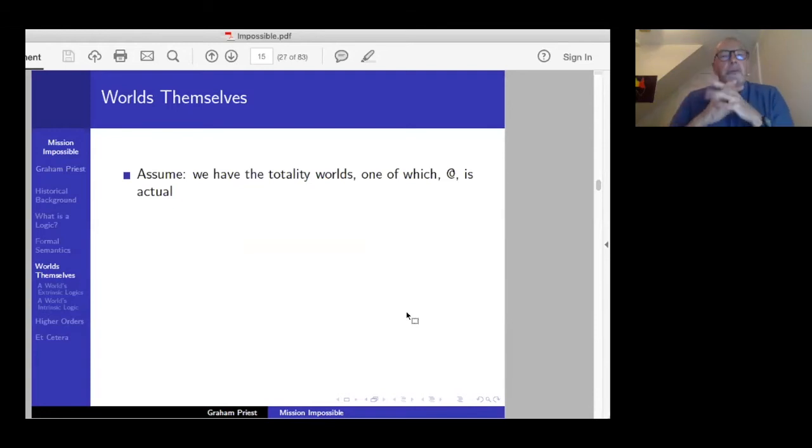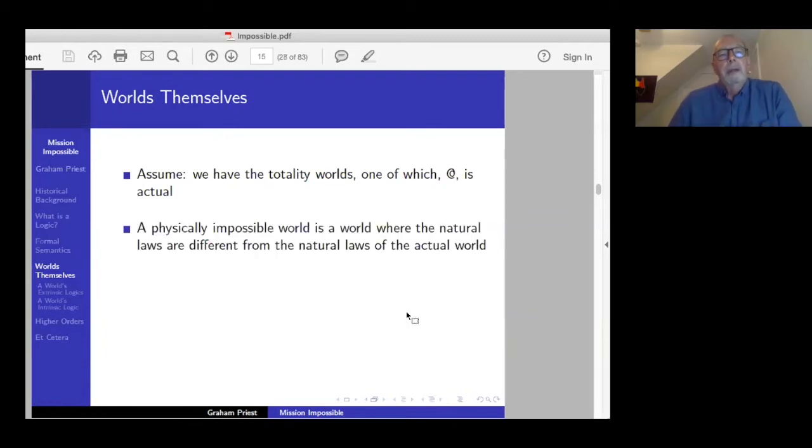So where do we start? Assume we've got a totality of worlds, one of which, which I'll write as @, is actual. The aim is to say in a logic neutral way, or at least in a way which doesn't assume anything about the particular logic, we're not assuming classical logic or intuitionist logic or anything, which of the worlds are possible and which of the worlds are impossible. Now, I'm taking my inspiration from a parallel question about not logical impossibility, but physical impossibility.